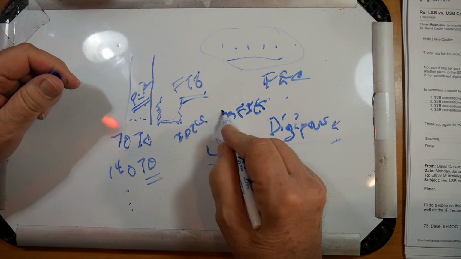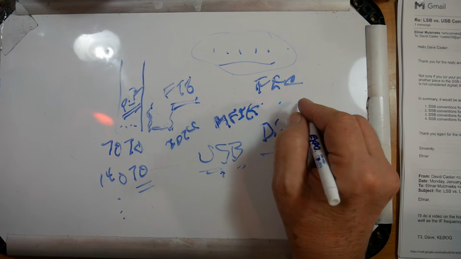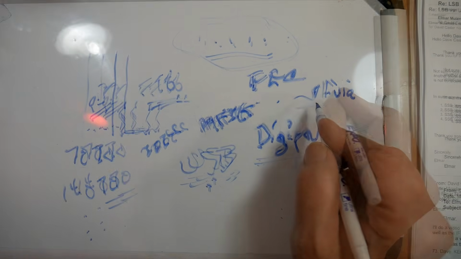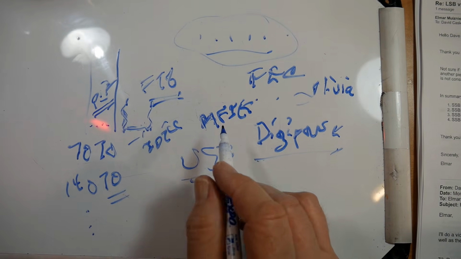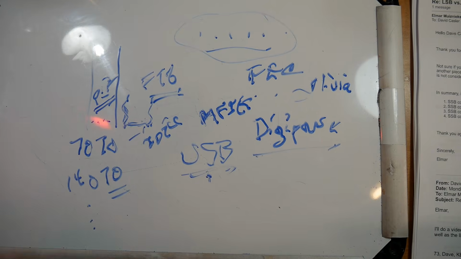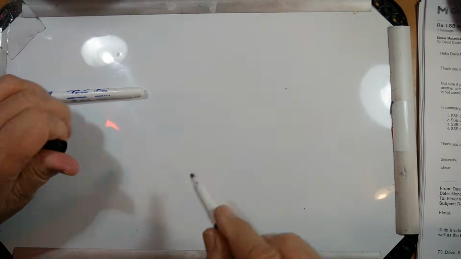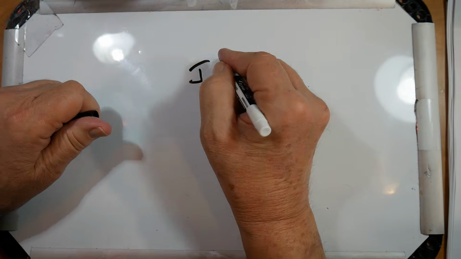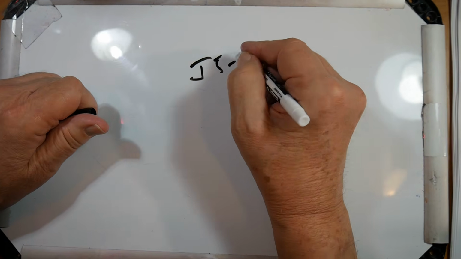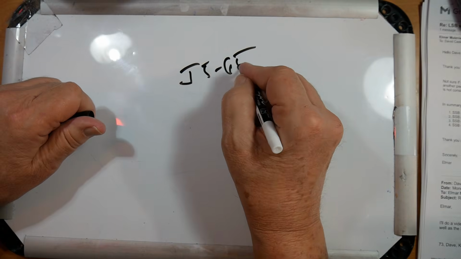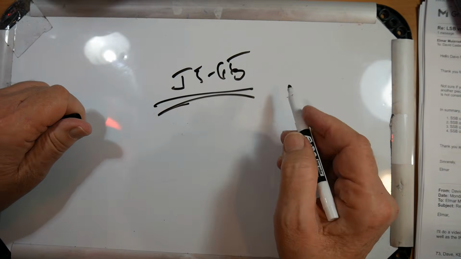MFSK, that's an M, believe it or not. There came out several other modes, Olivia, and so on. There were lots of different modes. But then out came the 3rd generation of digital, which was JT65. JT65, okay? And I did a lot of JT65.